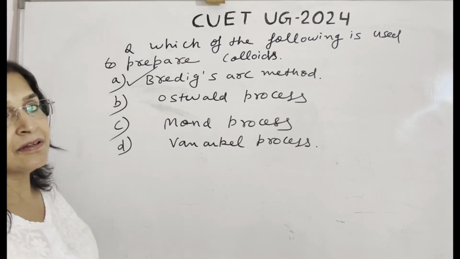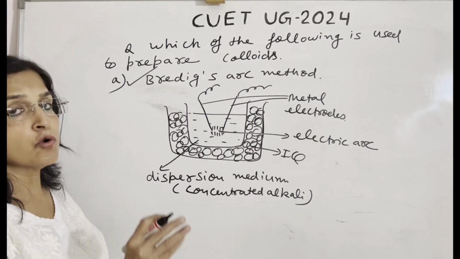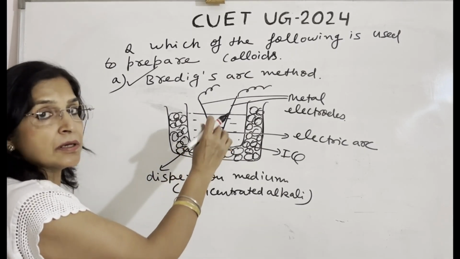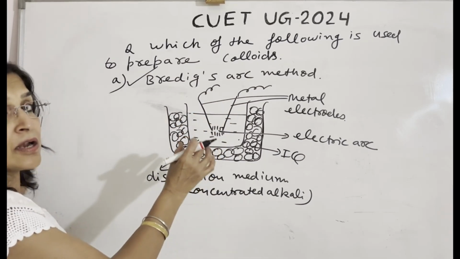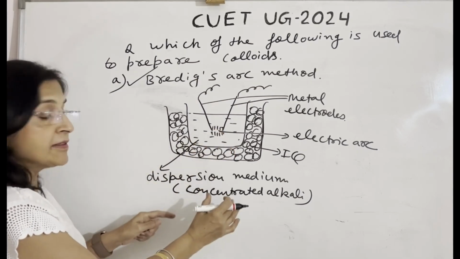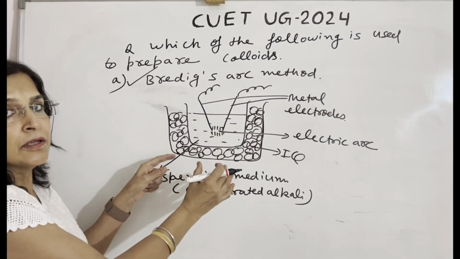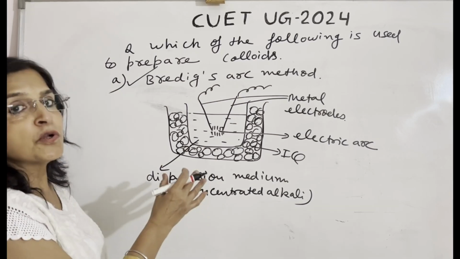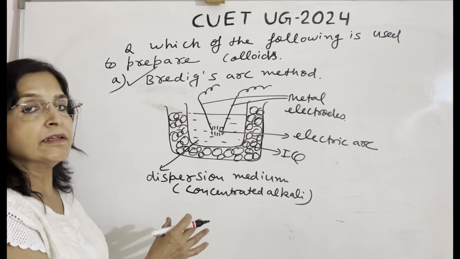Bredig's arc method. In this method, metal electrodes जिनका हमें colloidal salt बनाना है, gold, silver, platinum, and an electric arc is struck in between two metallic electrodes. The intense heat of arc vaporizes the metal. और जो हमने यहाँ पे डिस्पर्शन मीडियम लिया है दैट इज कंसंट्रेटेड एल्कली, उसका टेम्परेचर हमने बहुत कम किया हुआ है, तो जो वेपर्स मेटल के बनते हैं वो इमीडिएटली कंडेंस हो जाते हैं. इस प्रोसेस के अंदर जो मेटल के पार्टिकल्स बनते हैं those are of colloidal size.